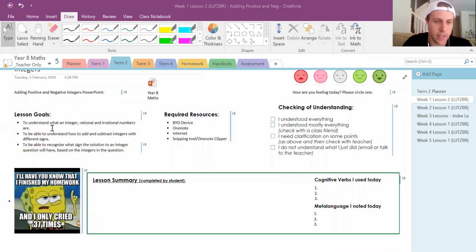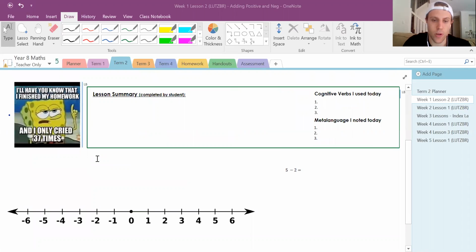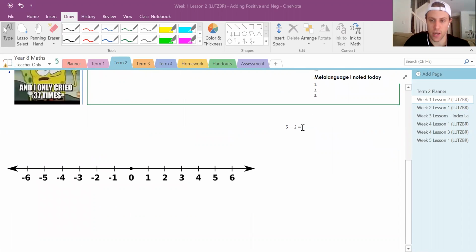Now, our first thing is, what is an integer? What's a rational and irrational number? You would have already had a look at some of those going through the PowerPoint, maybe not the rational and irrational numbers yet. We're going to look at how to add and subtract integers with different signs, and we're going to recognize what the sign is on the solution based on what are the numbers in the question.